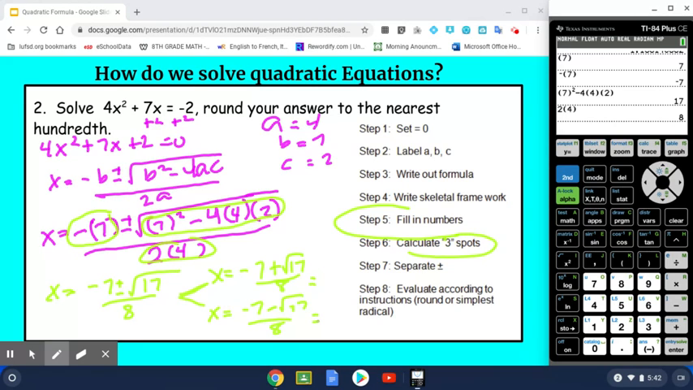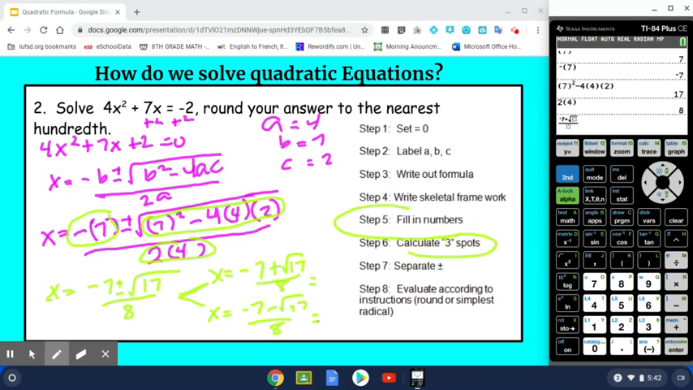So I use alpha y equals again, number 1. I'm going to do negative 7 plus second x squared to get my radical, 17 all over 8. And I end up with negative 0.3596117968. Rounded to the nearest hundredth would be negative 0.36 because the 9 tells the 5 go up to a 6.